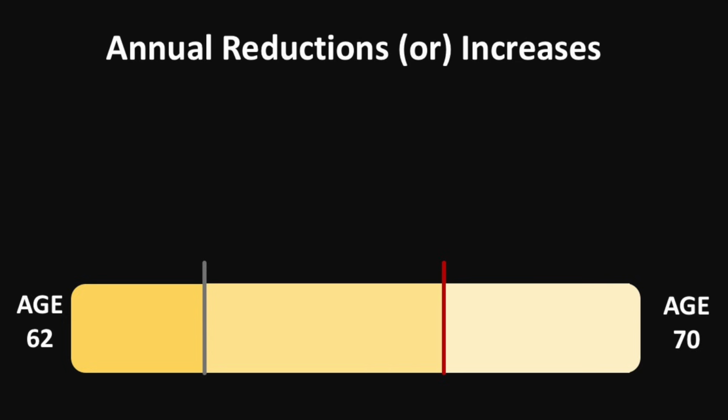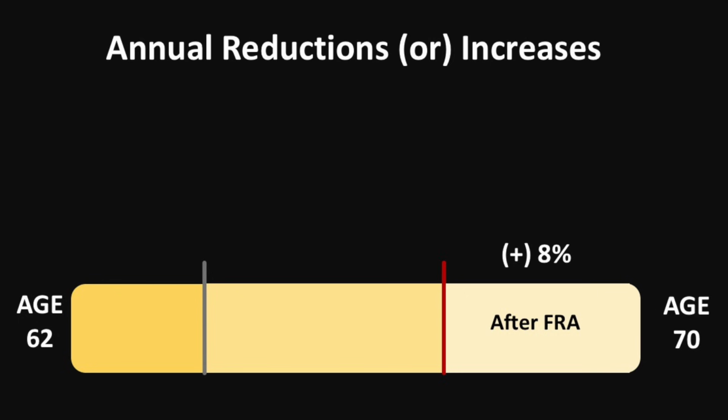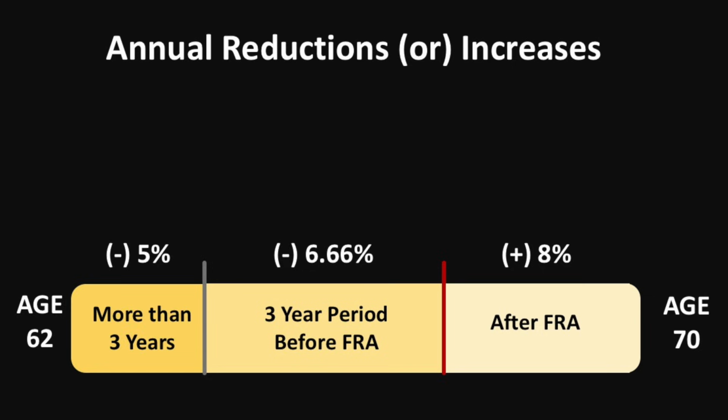The red line is your full retirement age. This is where you receive the amount of benefit that you calculated plus any cost of living adjustments that happen between the time of calculation and when you achieve that age. If you file after your full retirement age, your benefit will increase by 8% per year. If you file in the 3-year window immediately prior to your full retirement age, your benefit will decrease by 6.66% per year for that early filing. And anything more than the 3 years before your full retirement age, your benefit will decrease by an additional 5%.